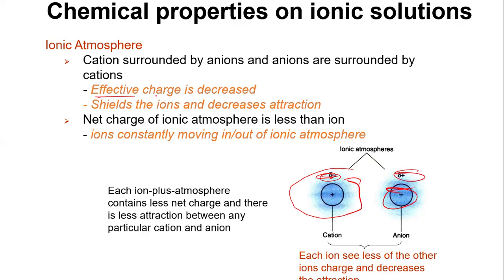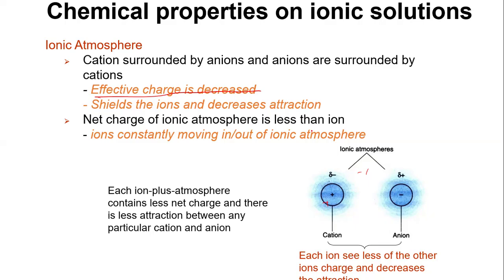Now, if that happens, the effective charge is decreased. So let's say this is +2, that is the effective charge, the force coming here. Now, this one will reduce it, so by net it can be +1 or +0.5 or something, right? So that's what we are talking about. The shielding decreases the attraction. Because the effective charge is decreased, the attraction between these ions also decreases drastically. Very important to note. Now we are saying the net charge of the ionic atmosphere is less than that of the ion, obviously because of the shielding.